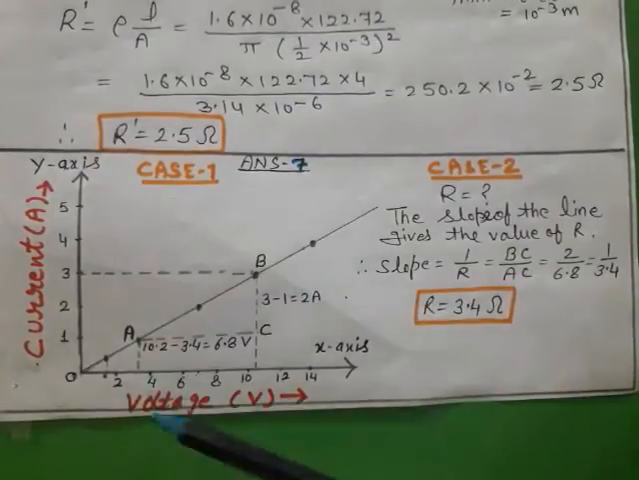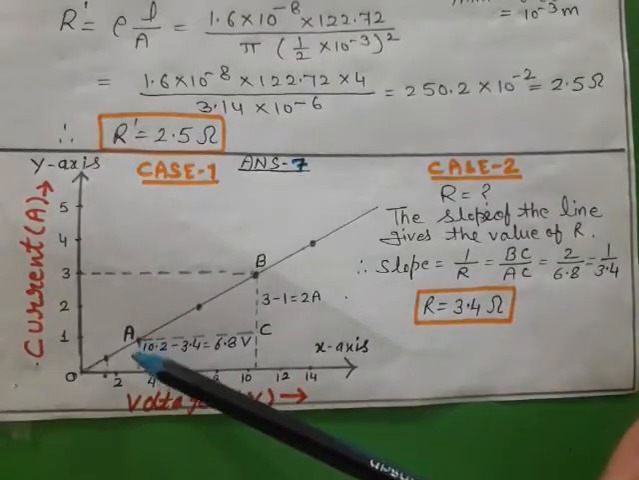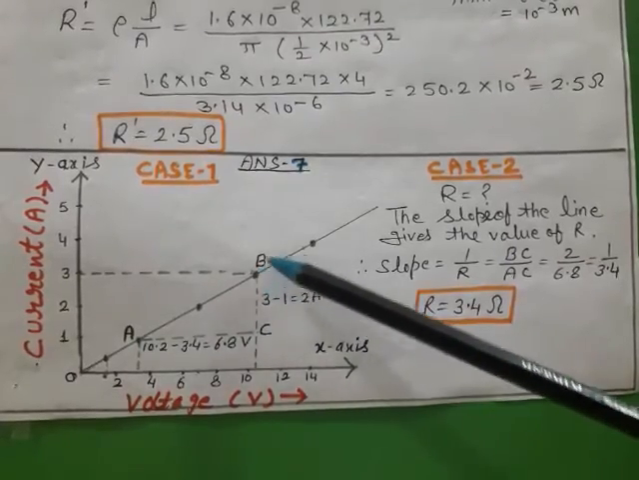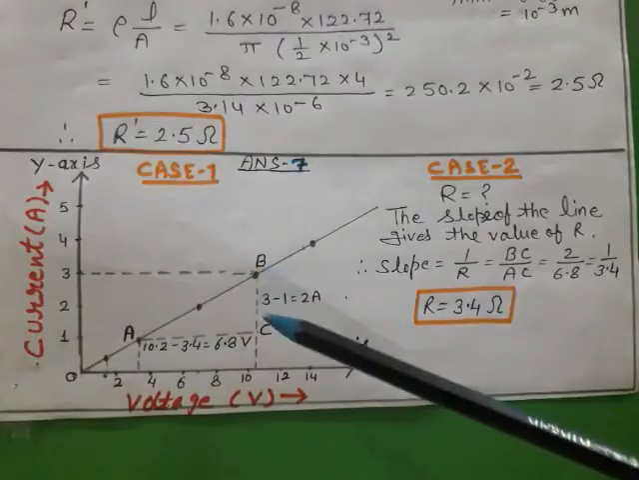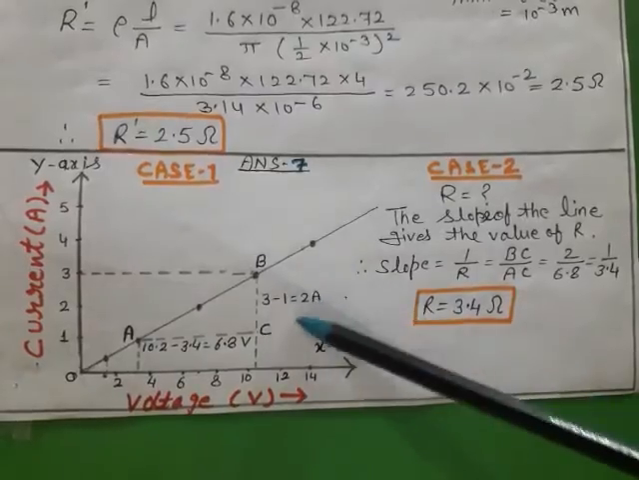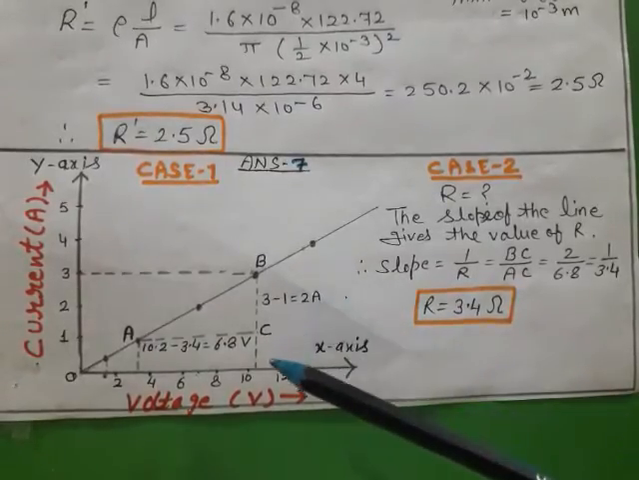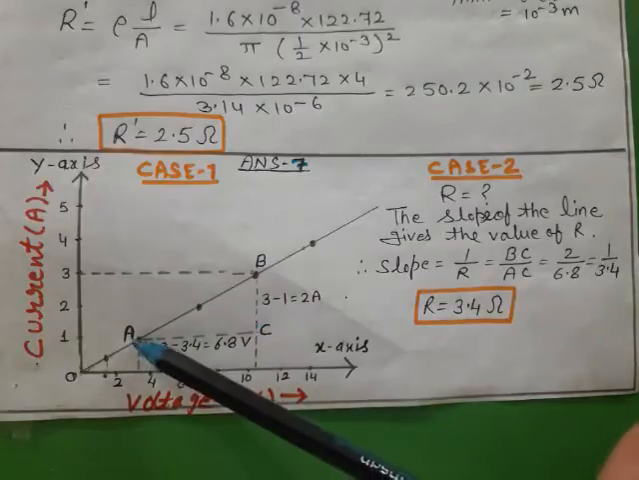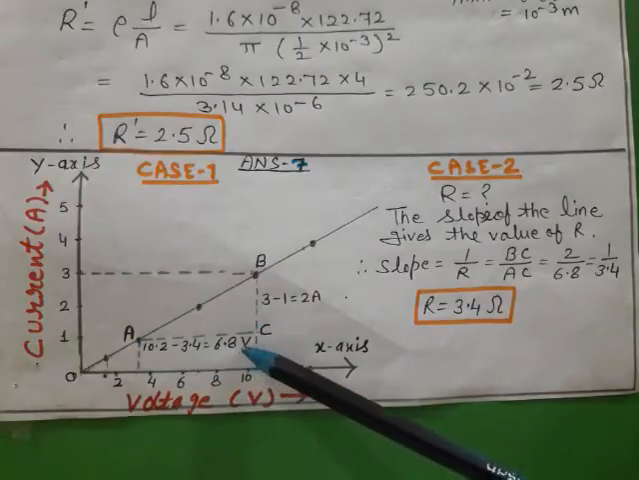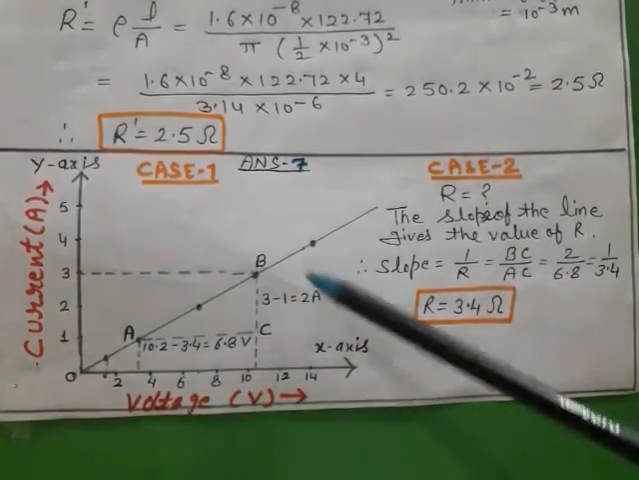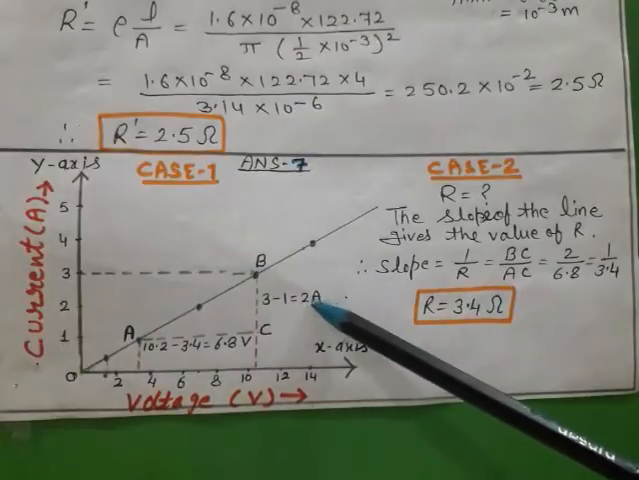Just see, certain points are given here, A, B and C. Now we have to find out the solution. The value of BC, point B and point C, is 3 minus 1, that is 2 ampere. You can see on the screen 2 ampere, and the value of AC is 10.2 minus 3.4. The value is 6.8 volt. So by solving this, we simply get the value of BC is 2 ampere.